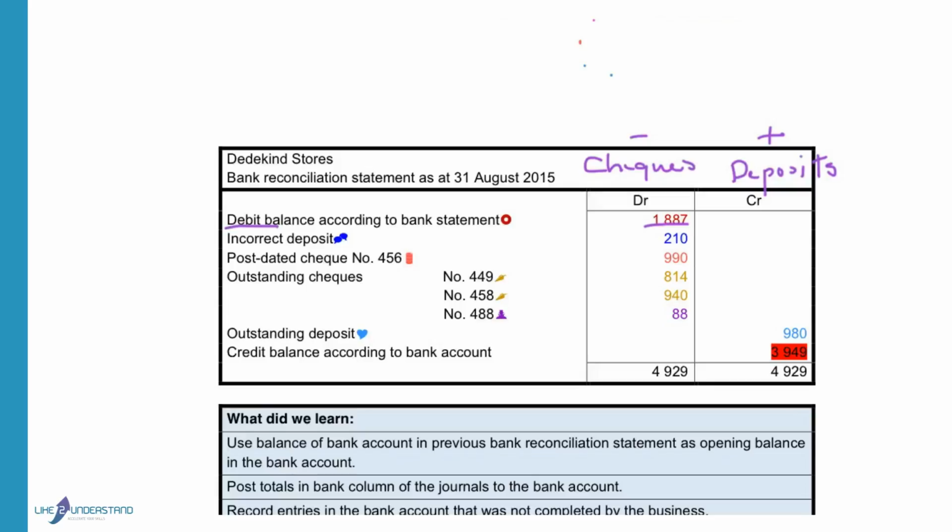When the bank recorded the deposit, they recorded it on the credit side. So to correct this mistake, you have to debit the bank reconciliation statement to cancel the 210 that was incorrectly recorded as a deposit.